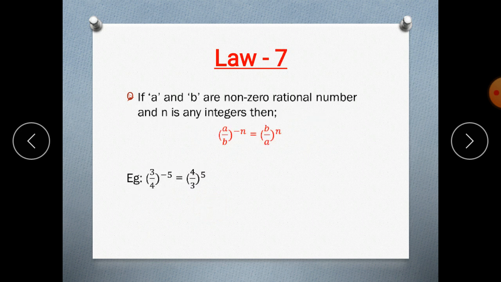Next, if a and b are non-zero rational numbers and n is any integer, then a upon b whole raised to minus n equals b upon a whole raised to n. Again, you are converting the negative exponent to positive by taking the reciprocal of the base. 3 upon 4 raised to minus 5 is equal to 4 upon 3 raised to plus 5.